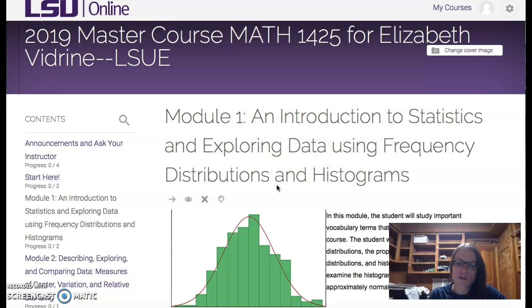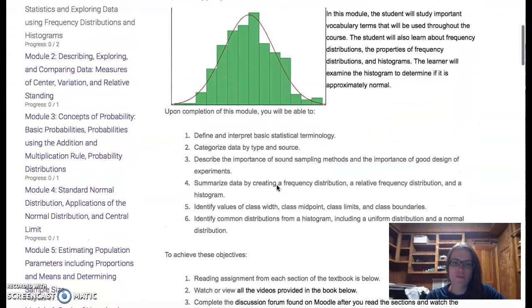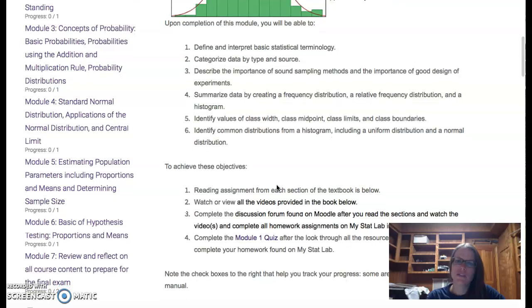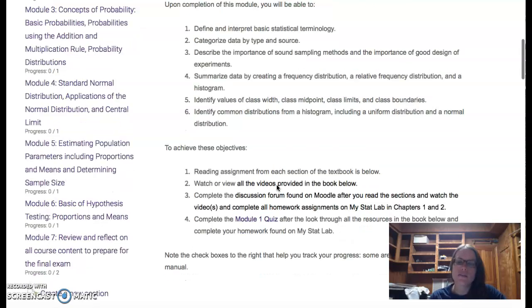And so we're also going to look at a definition which will be used much later in the course: looking at a histogram to determine if it's approximately a normal distribution or not. Okay, so in this module, you're going to be mainly looking at terminology and also distributions, frequency distributions, and histograms.